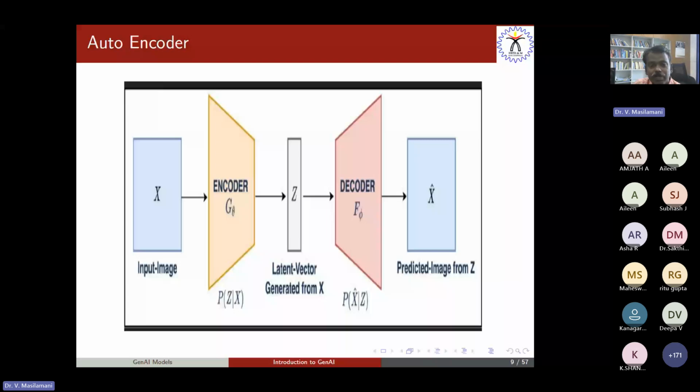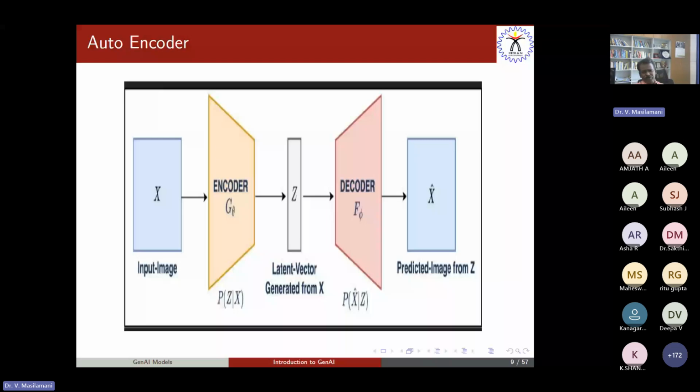So let us look at the specific models. First model is autoencoder. For every model, there are two stages, in fact, three stages. What are the three stages? Stage one, training stage or training phase. Second one, testing or validating phase. Third one, deployment phase.